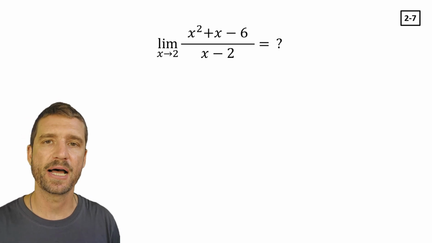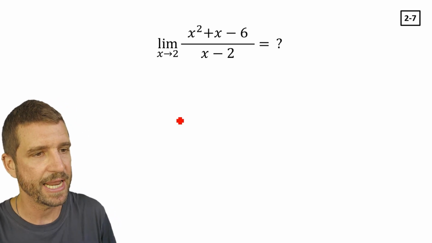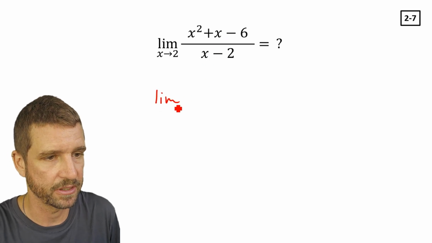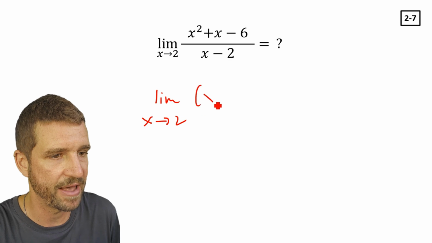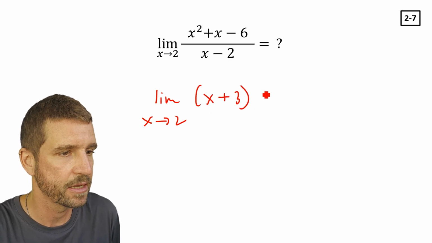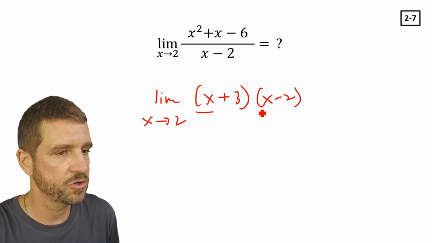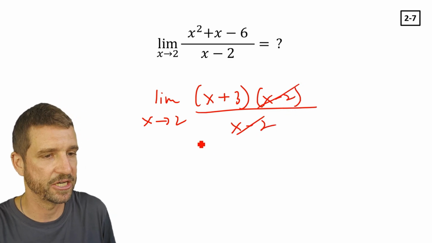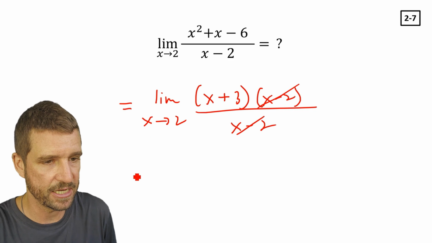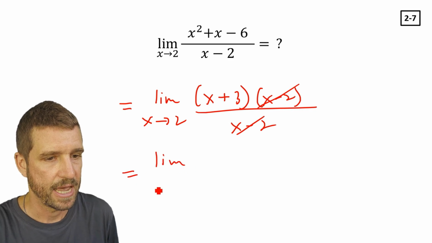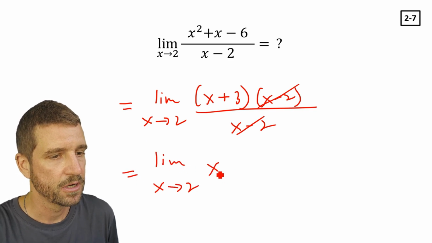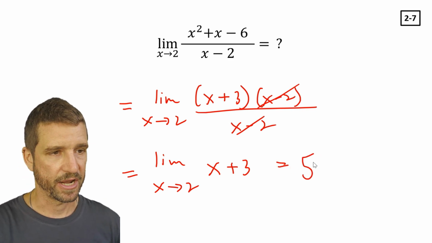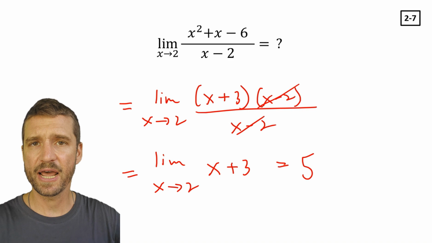All right, so I hope you paused the video and you tried this on your own. Okay, so how to do this one? Well, what we're going to do is factor the numerator. All right, so we're going to get the limit as x approaches 2 of x plus 3 times x minus 2 over x minus 2. Okay, we can cross out the x minus 2 and we'll find that this equals the limit as x approaches 2 of x plus 3, which is just 5, okay? So I hope you didn't have any trouble with that one.